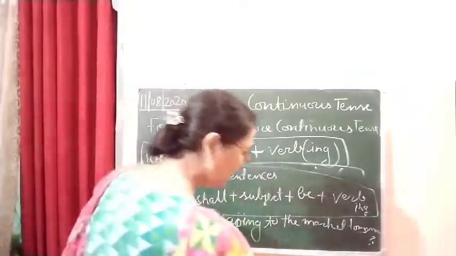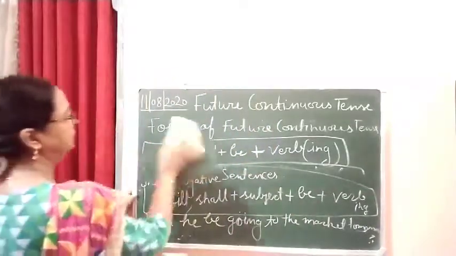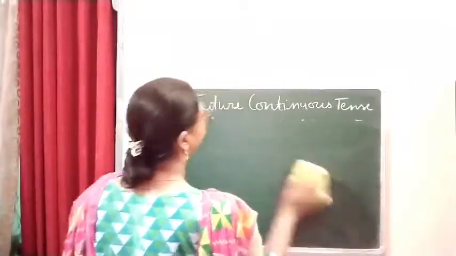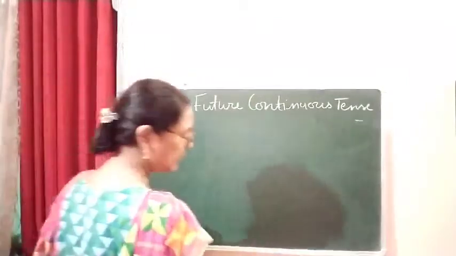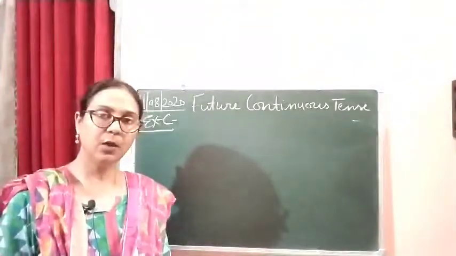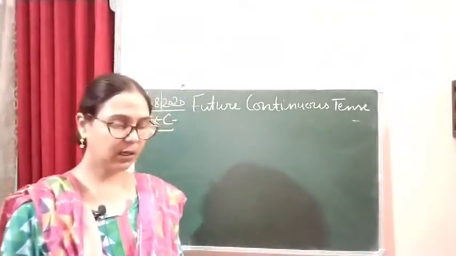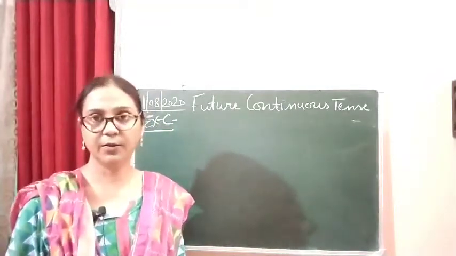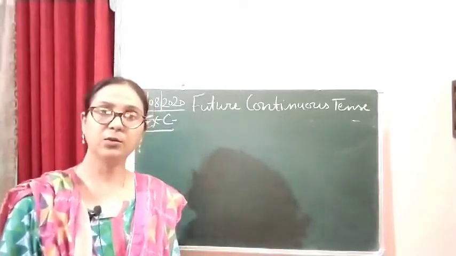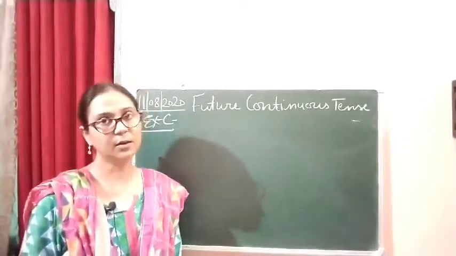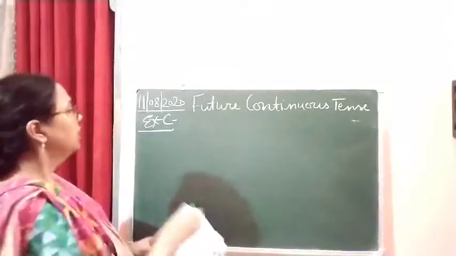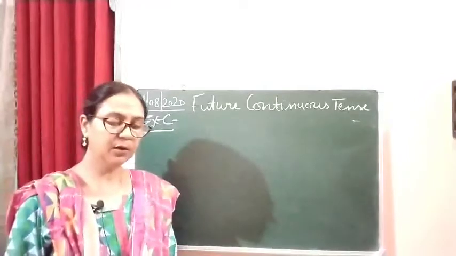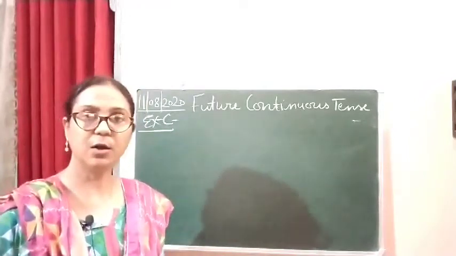Now we are going to solve exercises on the basis of this future continuous tense. We are going to solve exercise number C, which you can find on page number 80 in your Mastering Grammar book. So everybody take out your Mastering Grammar book, page number 80. This is exercise C: rewrite the following verbs given in the brackets in the future continuous form.